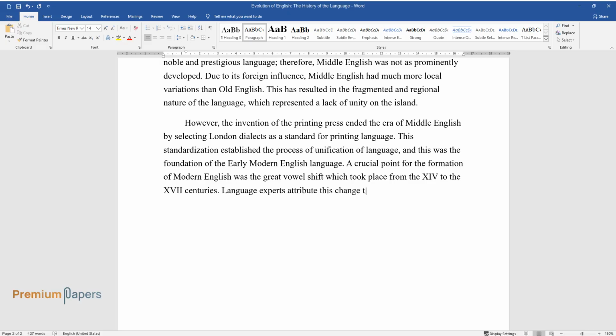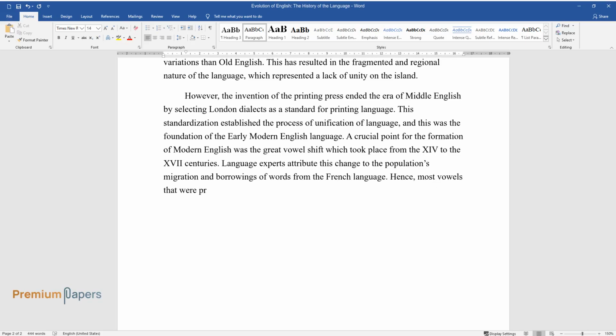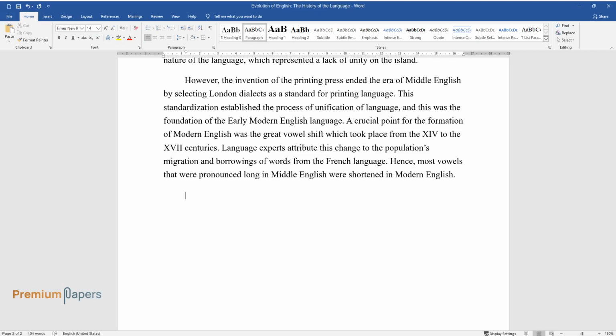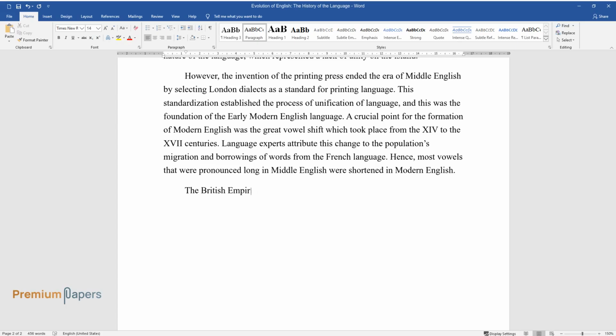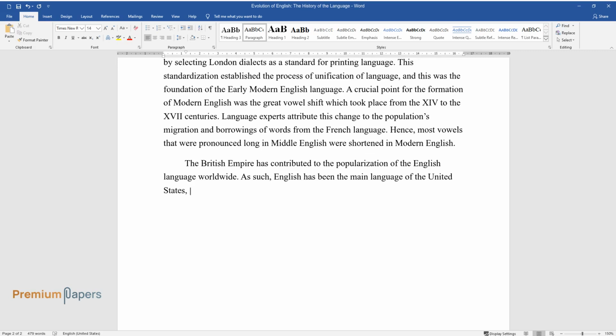Language experts attribute this change to the population's migration and borrowings of words from the French language. Hence, most vowels that were pronounced long in Middle English were shortened in modern English. The British Empire has contributed to the popularization of the English language worldwide. As such, English has been the main language of the United States, which also became one of the leading world powers in the 19th and 20th centuries.